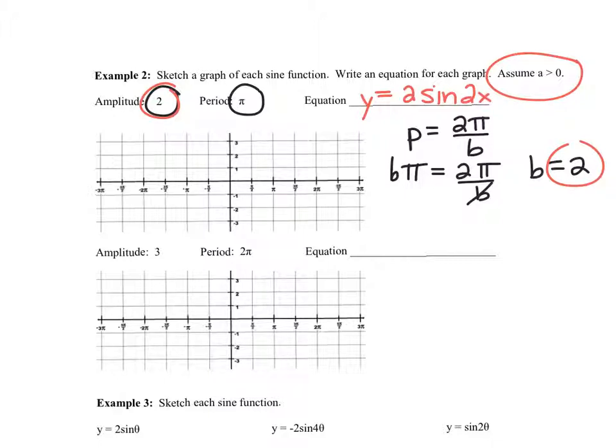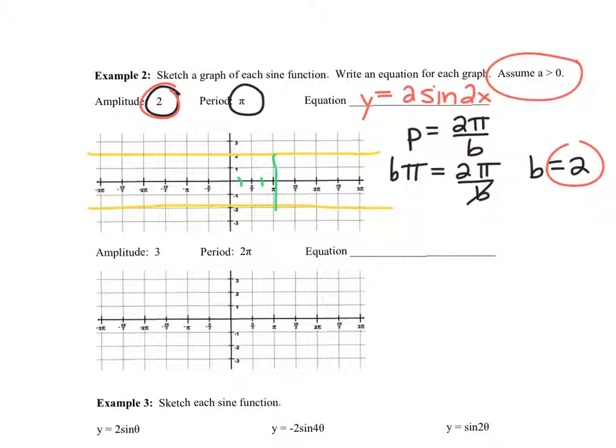So to graph it, if I have the amplitude, what I like to do is, my amplitude is 2 and it hasn't been shifted up or down at all, I'm going to make my sine function oscillate between 2 and negative 2. So that means I need to stick in between here and here. And the period is pi. So I'm going to take pi and I'm going to break it up into fourths.